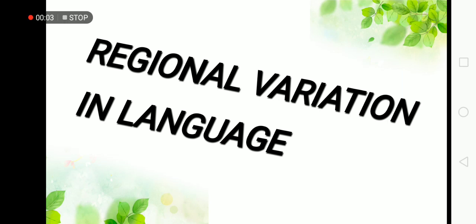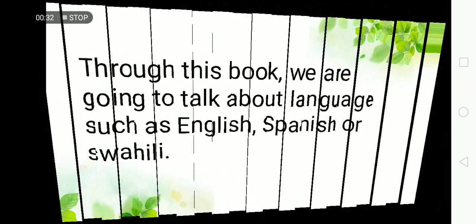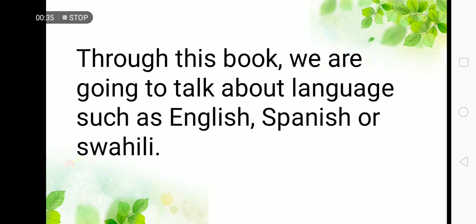By the way, I am Regine Borongan, and this morning I am going to report our first lesson about regional variation in language. Regional variation in language is not simply a matter of two or more dialects of a single language, but can involve two or more quite distinct languages. Through this book, we are going to talk about languages such as English, Spanish, or Swahili.